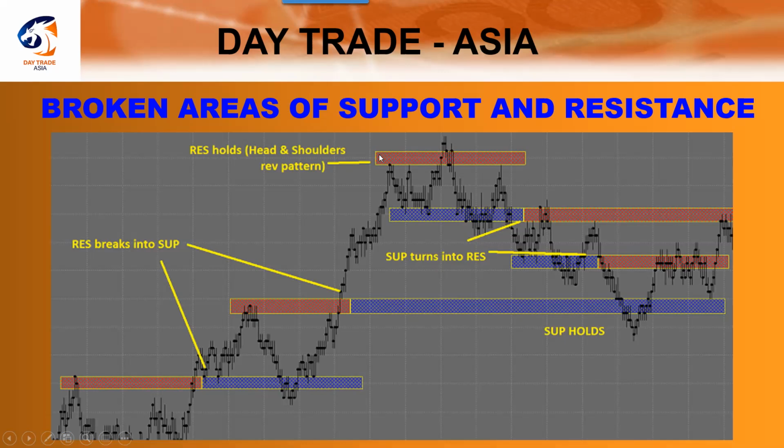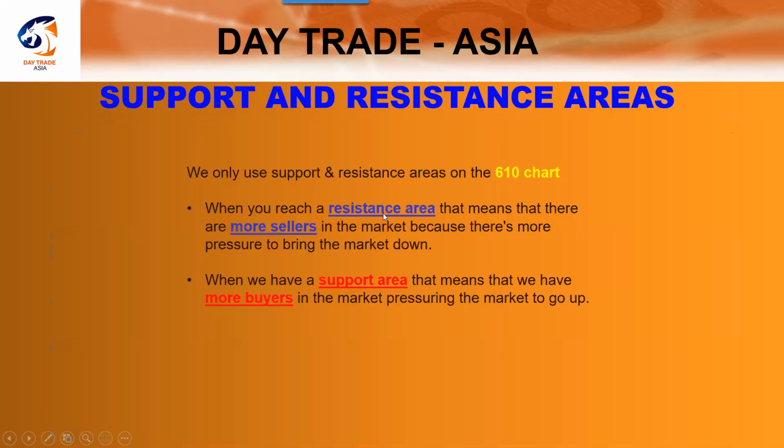At the resistance area, you have a lot more sellers trying to bring the price down. That's your resistance area. There's a battle between the buyers and sellers, but you have a lot more sellers trying to push the price down. Whereas the support, which is the bottom, you have a lot more buyers trying to bring the price up. So you have a battle between the buyers and the sellers, but you have more buyers in the support area and more sellers in the resistance area, okay?